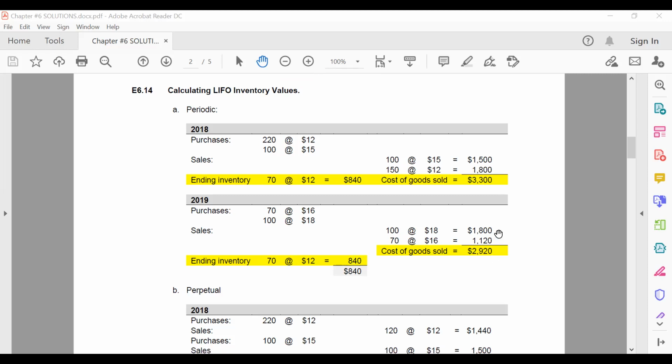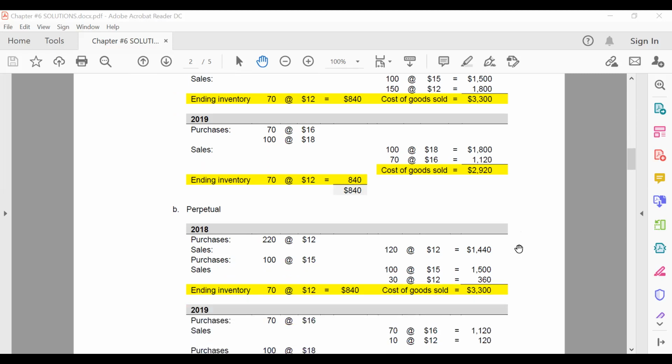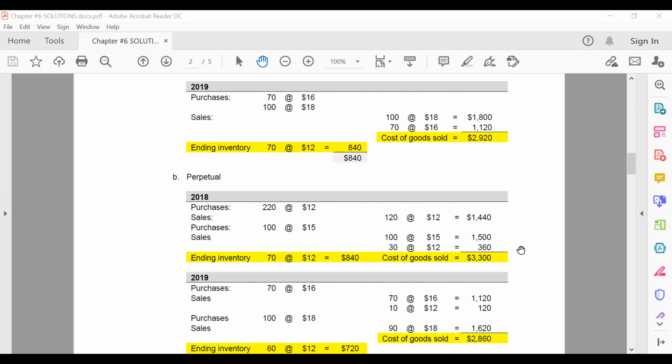So this is the one where I referred you to slide 4. So that was periodic. With periodic, we don't have to recompute everything after each purchase and each sale. But now we've got perpetual. Okay, so here's your first purchase, 220 at 12. And then you sold 120. So you got the 120 at $12 a unit, which means you got 100 left in stock.